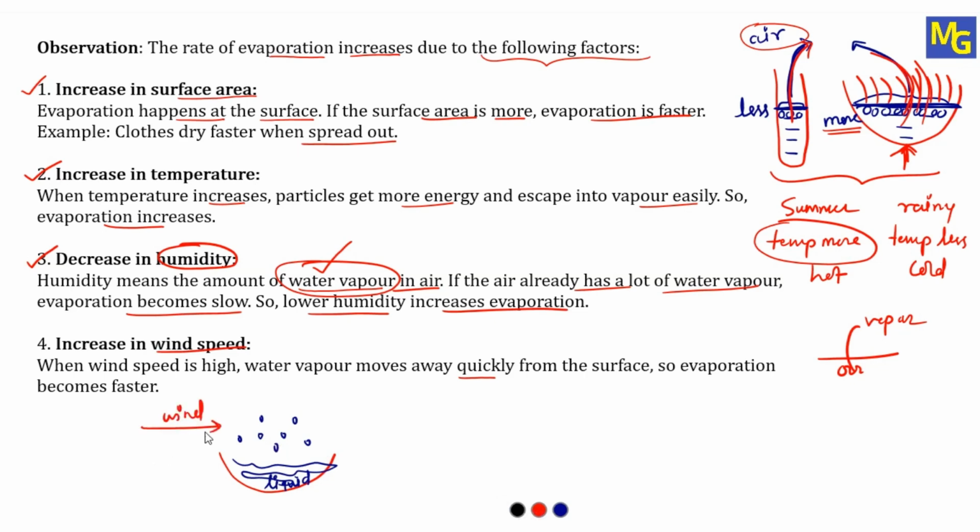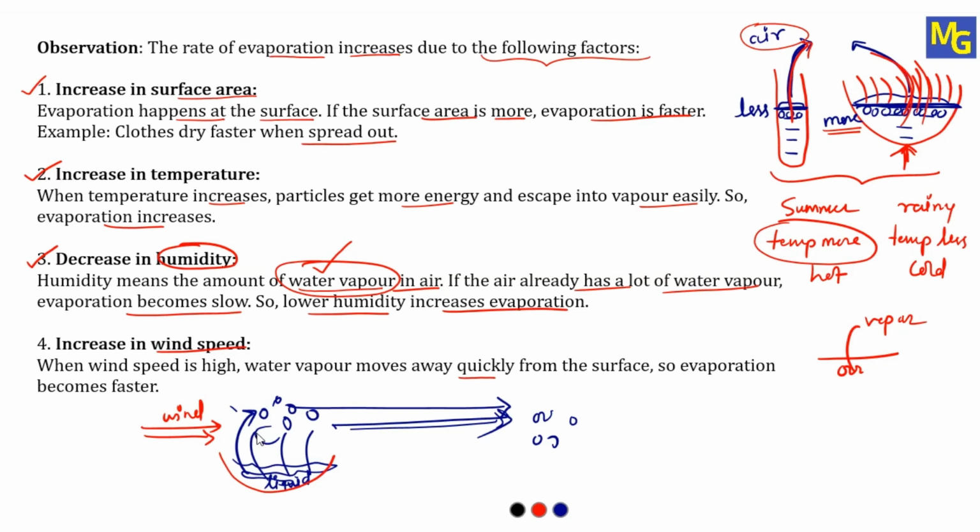If the wind is coming and it is very fast, then all these water vapors will move quickly away, and if they move away to other places, then this area will get empty, and once this area gets empty, again the next water particles will form water vapor. If because of wind this is moved away quickly again, then the next water molecule will be converted into vapors. Therefore, if wind speed is high, water vapors move quickly from the surface, so the evaporation becomes faster. So these are the factors which decide the speed of evaporation.